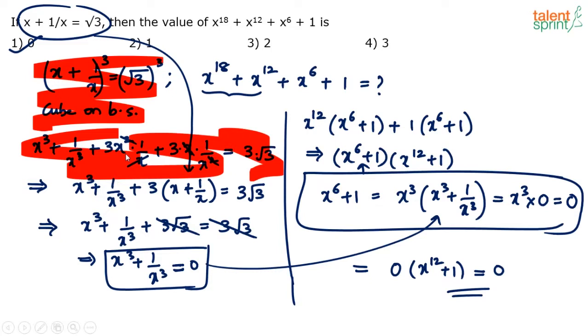See, if you can just visualize the steps, when you cube on both the sides, you will know that you'll be left with x cube plus 1 by x cube plus 3 into x plus 1 by x equals 3 root 3. And I would in fact say you should directly be able to jump to this conclusion, this box here, that x cube plus 1 by x cube is equal to 0. And after that, yes, you just have to do the simplification to get the answer. Okay, so option 1, 0 is the answer to this question.